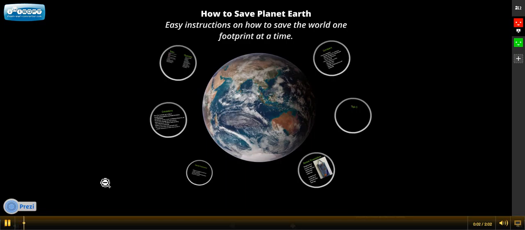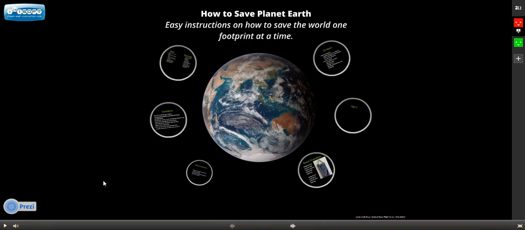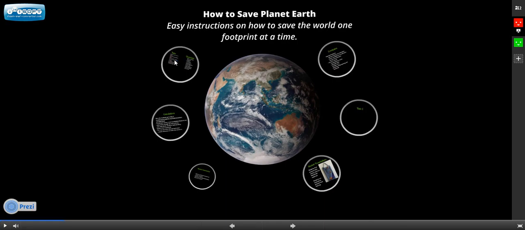Welcome to our group presentation on how to save planet Earth. Easy instructions on how to save the world, one footprint at a time. We split the work up by the following.